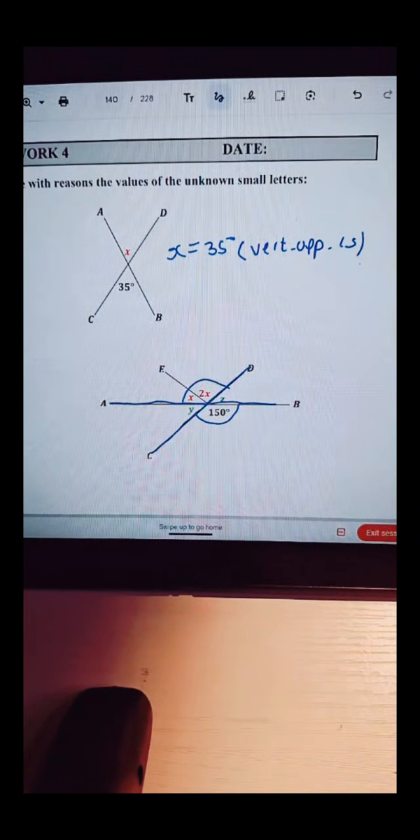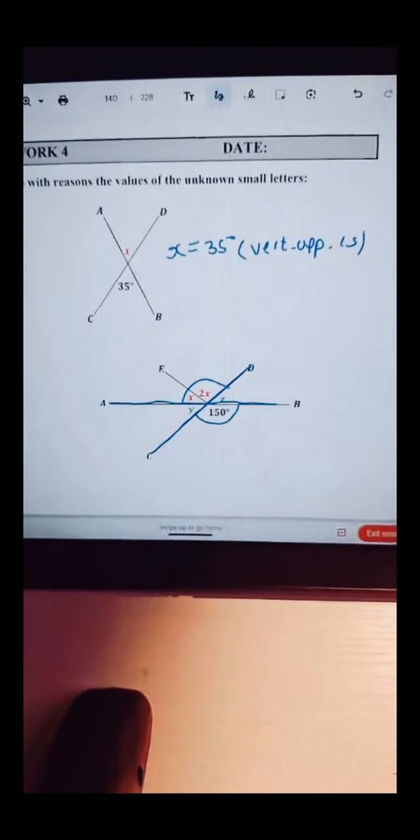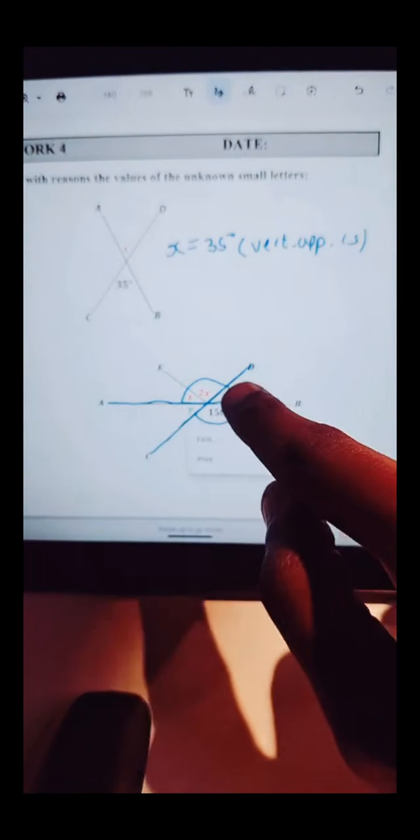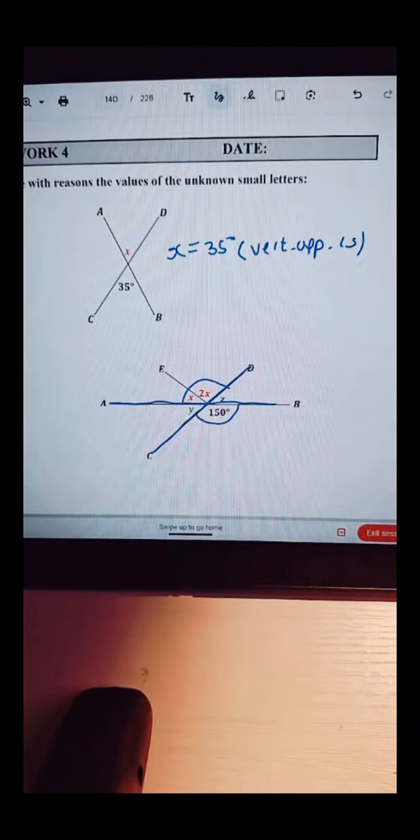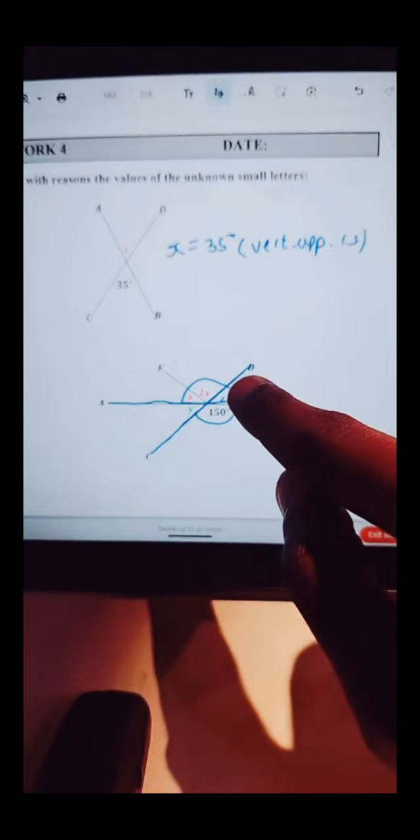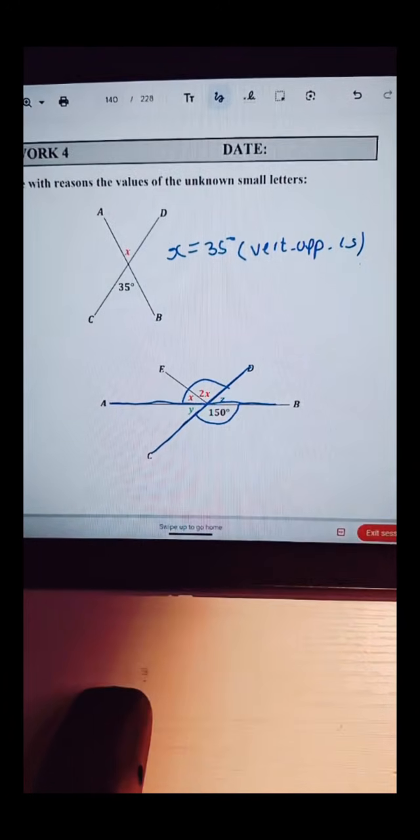Yes, xyz. How funny, there's an x, a y, and a z for xyz criteria. So the y and the z are vertically opposite. Very good. If y is 30, then that means z is also equal to 30. Reason: vert opp angles. So now you have a 30 here, you have a 30 here. Now you want the x. So how are we going to get x?